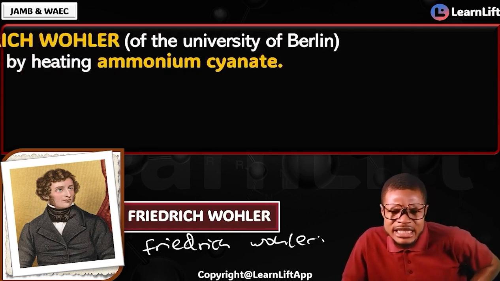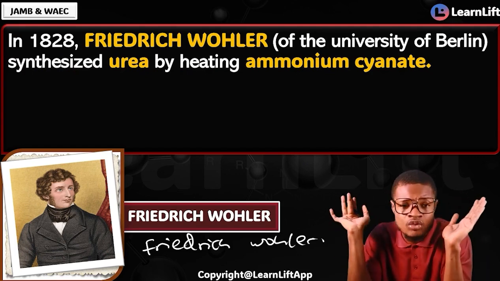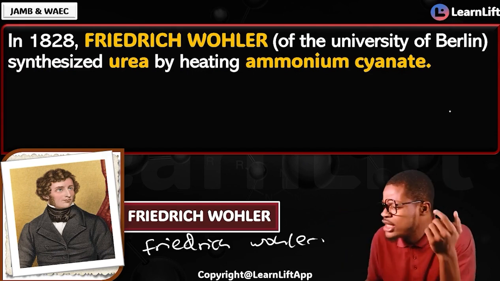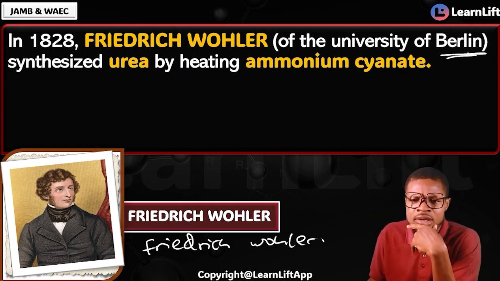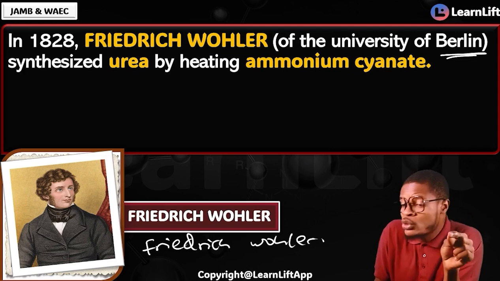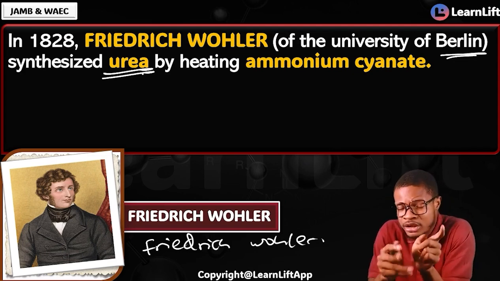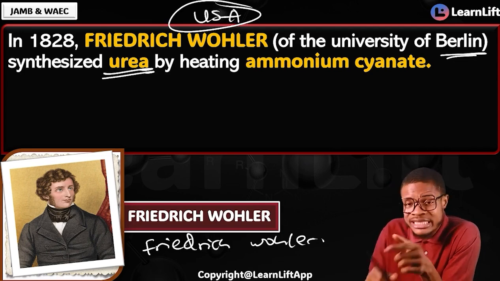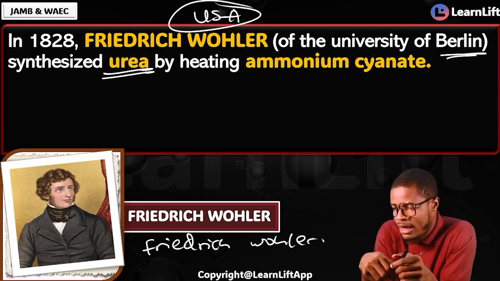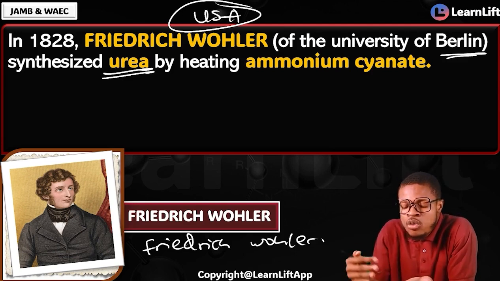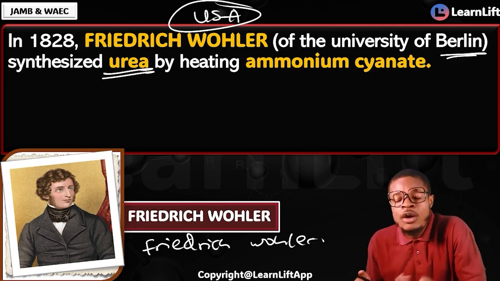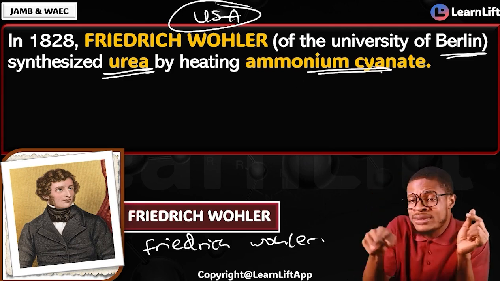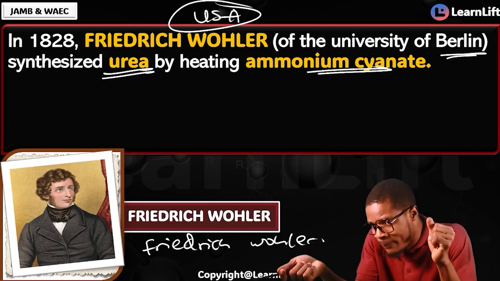And what did Friedrich Wöhler do? What he did was very simple. In 1828, Friedrich Wöhler was a professor at the University of Berlin. He went ahead to synthesize urea. Now listen, urea, starch and alcohol were the then known organic compounds, right? So he asked, how can I obtain urea? He went ahead to synthesize it from ammonium cyanate, which is an inorganic compound.